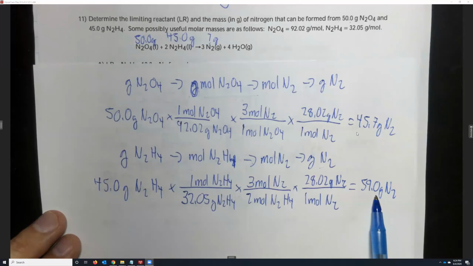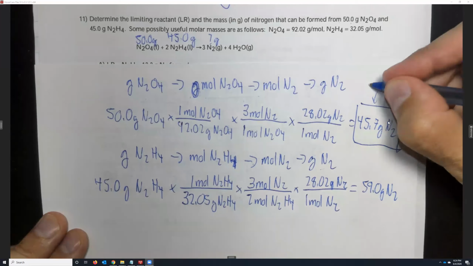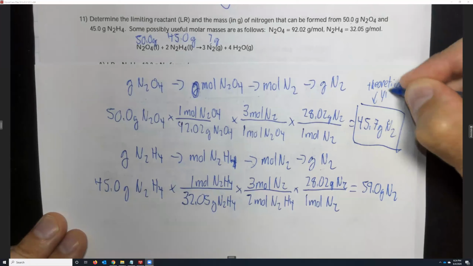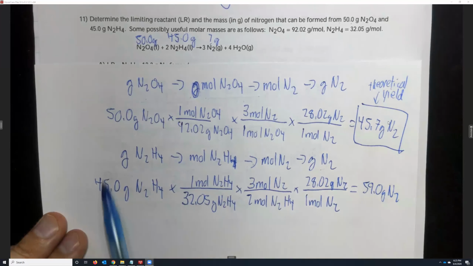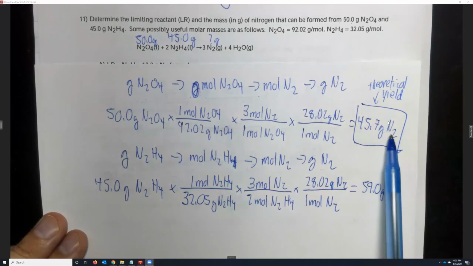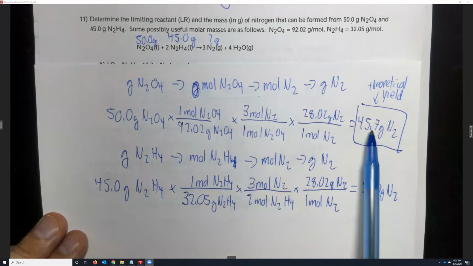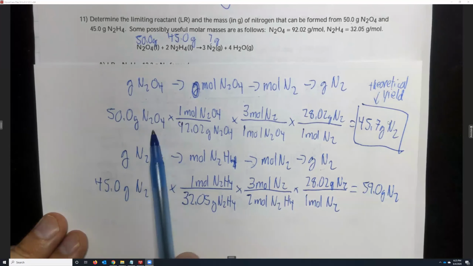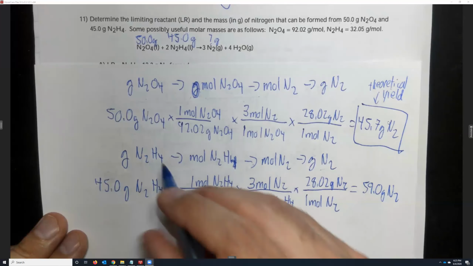How much are we going to make? Well, how much we're going to make is this much. This is called the theoretical yield. And how do I know this is a theoretical yield? Because it's less. Remember, I figured out how much nitrogen I could make using all of this and all of this. Said another way, after I make 45.7 grams of nitrogen, all of the N2O4 is gone. And if all of the N2O4 is gone, I can't make any more nitrogen. This is called the theoretical yield.